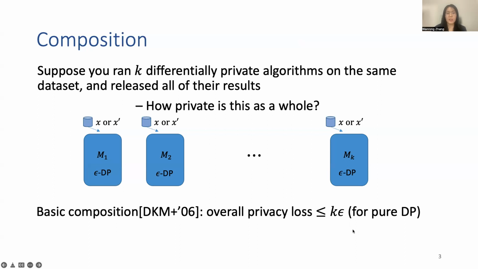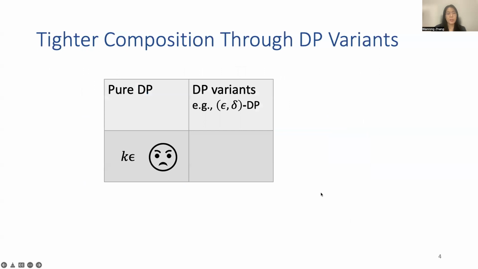And this property is especially useful from the algorithm design perspective. It allows us to safely combine k algorithms to build a more complex algorithm, and you just have to pay this linear rate of privacy loss, k times epsilon. And the natural question is how to improve this linear rate.